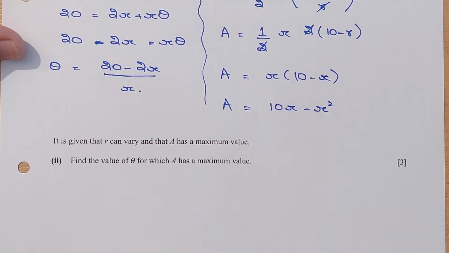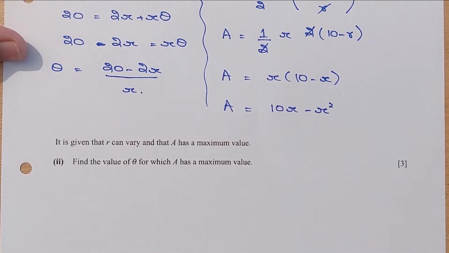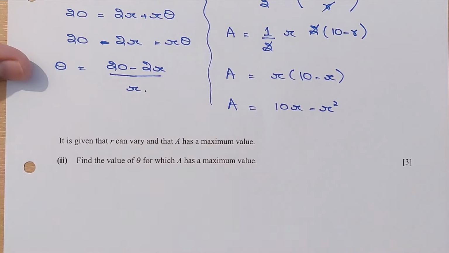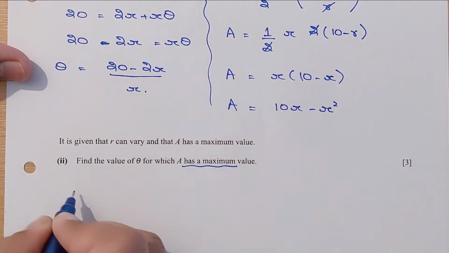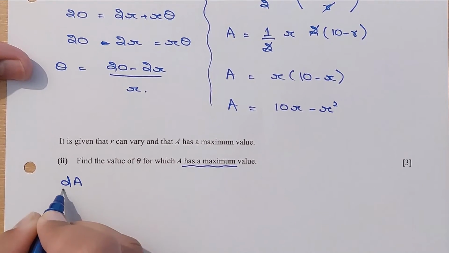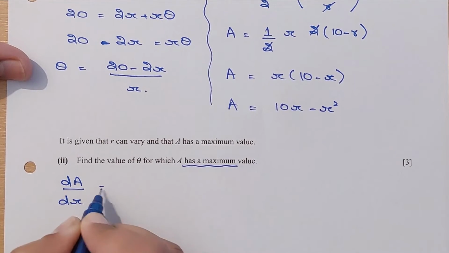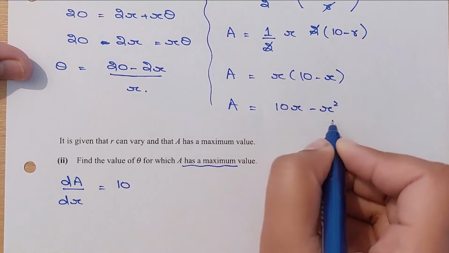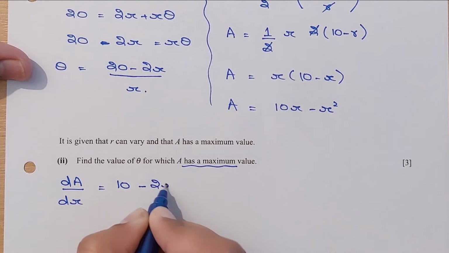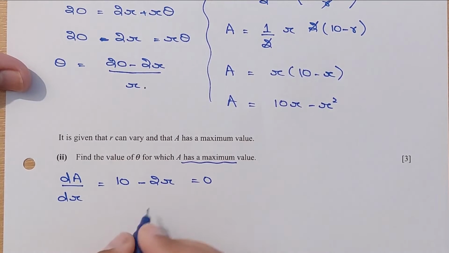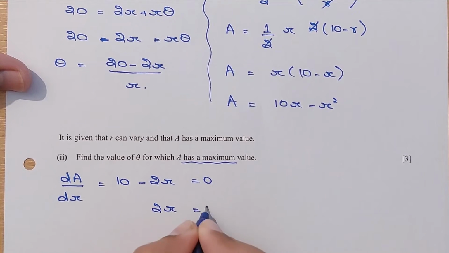Now for the second part, it is given that r can vary and that A has a maximum value. Find the value of theta for which A has a maximum value, right? For the maximum or the minimum value, we have to differentiate A with respect to r. So the derivative is 10 minus 2r, and put it equal to 0, right? We will get the value for r. So from here 2r equals 10 and r equals 5.